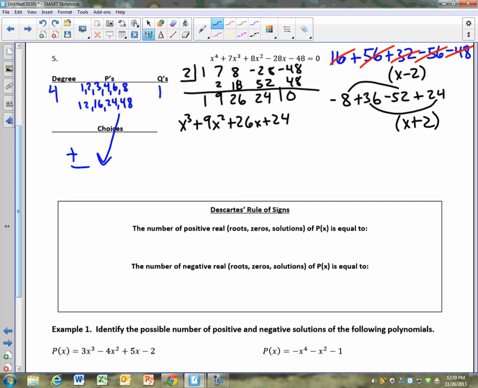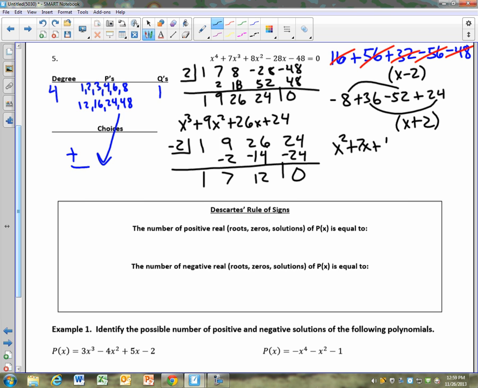Let's do our synthetic division. Drop down the 1 and multiply. We get x squared plus 7x plus 12. Ooh, that's quadratic. Does that factor?